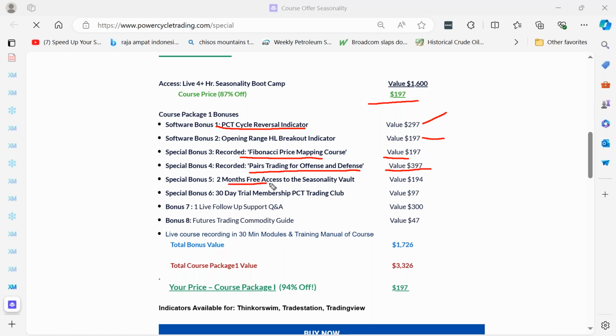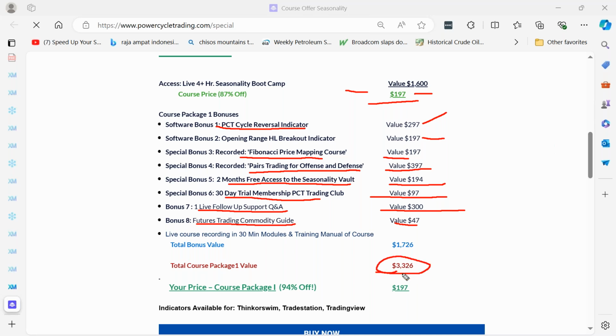And then you're going to get 2 months to the seasonality vault. So this will give you all those seasonal statistics that I showed you, and we'll go over a little bit more here for the next 2 months. And then if you stay on as a member, you'll get those each and every month as part of your membership package. And if you do package 1 here, you get the 30-day trial membership. And then we'll do a live follow-up Q&A support for this course. And then you're also going to get my futures trading commodity guide. So a lot of great stuff comes with just the course here. Okay, so the total of this package is over $3,000.